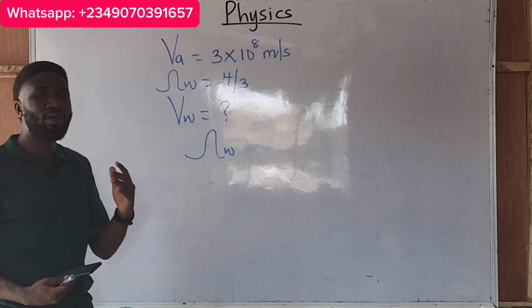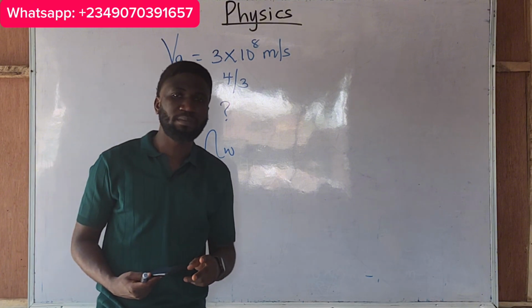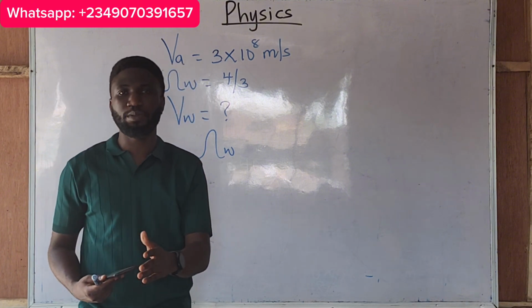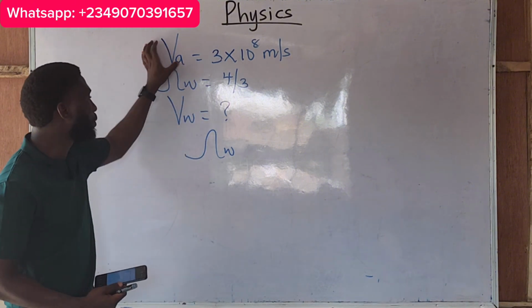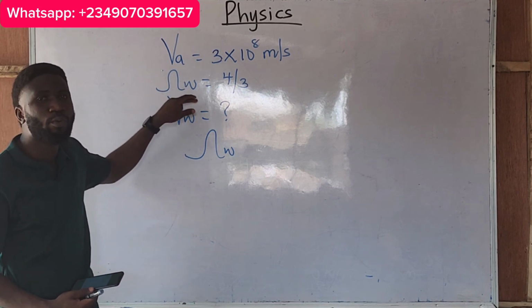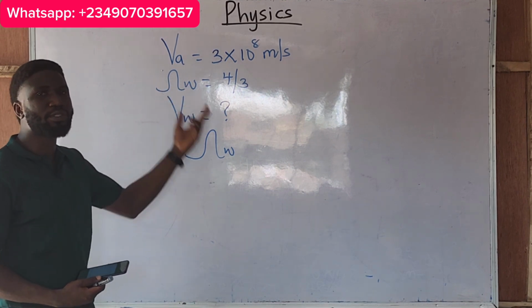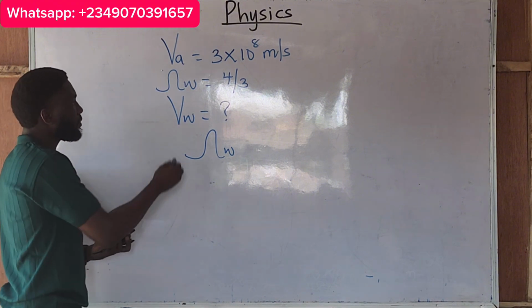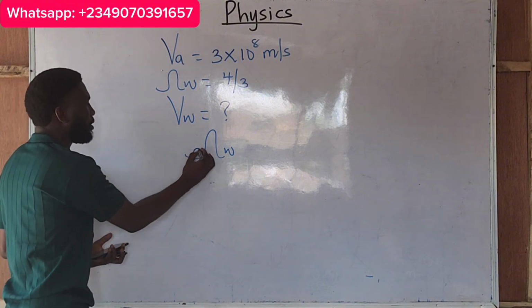So like I said, under refraction we are going to be having two separate mediums. In this case we have air, we also have water, but we are being given the refractive index of water. What does this tell us? This tells us that the movement now is from air to water.